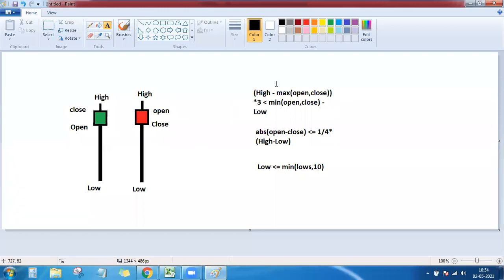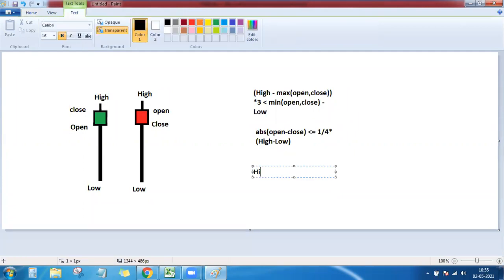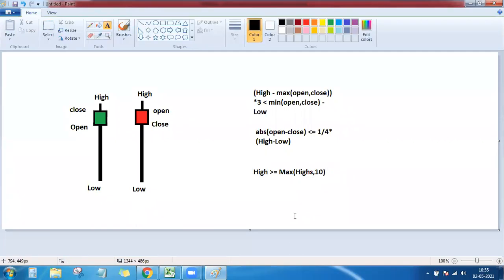Now we'll just copy this to the hanging man because the characteristics remain the same. Only this low condition would differ. So this time we'll be looking at the high price. So just remove this. The shape of the candlestick remains the same. The only thing is the current high should be greater than or equal to the maximum of highs of the past 10 candles. This should be the condition to spot the uptrend.